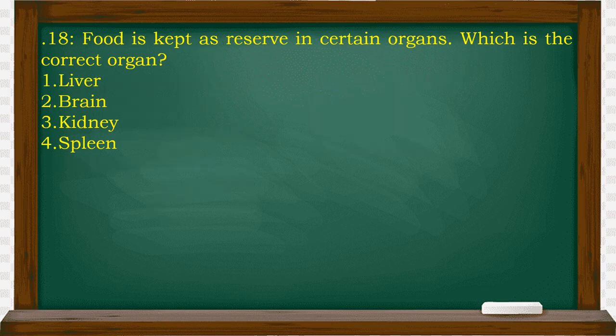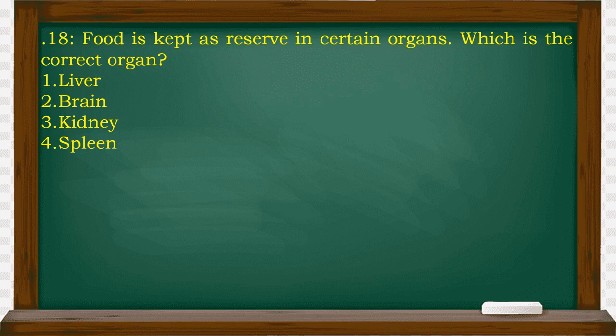Question number 18, a very simple question. Food is kept as a reserve in certain organs. Which is the correct organ? The food is stored in the body as a reserve material, and we have to pick the option in which the food is stored. Options are liver, brain, kidney and spleen.